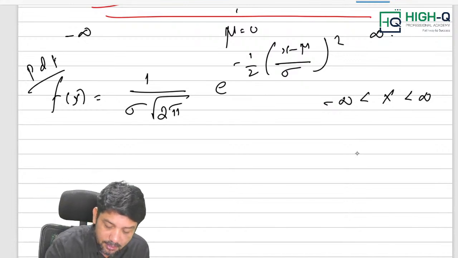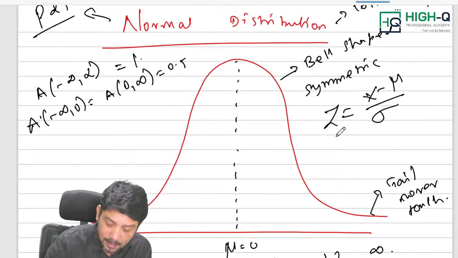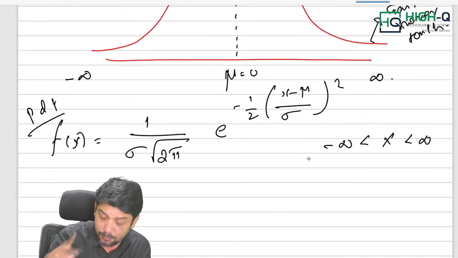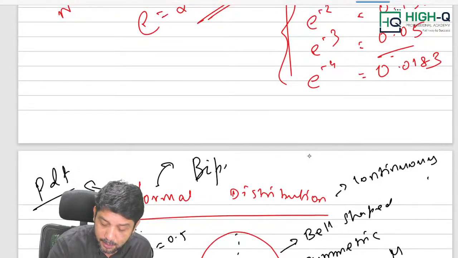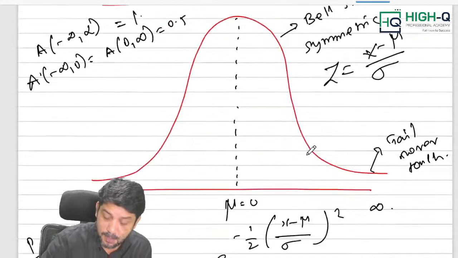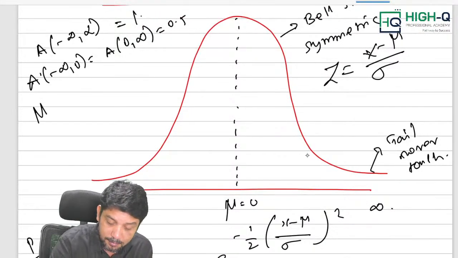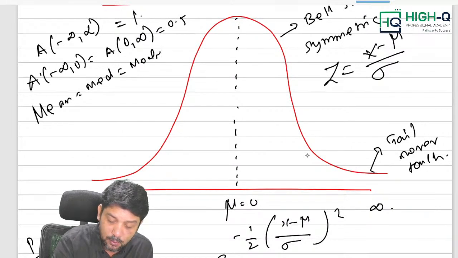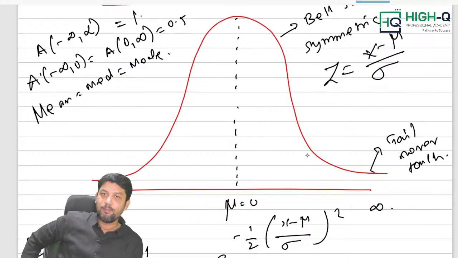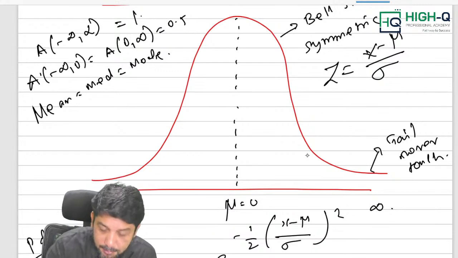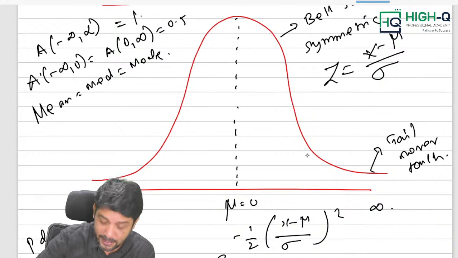The parameters are mu and sigma square. Therefore, normal distribution is biparametric. Since it is symmetric, mean is always equal to median, equal to mode. All will be equal. In some cases in normal distribution they can ask you to find the mode. It's enough to find the mean. That mu is nothing but the mode or median, anything you can say.